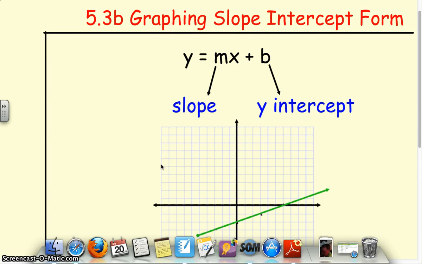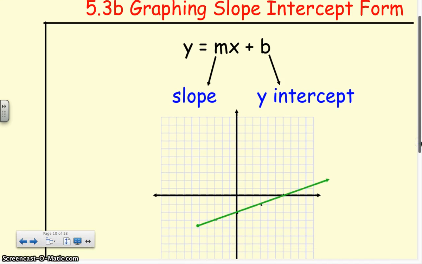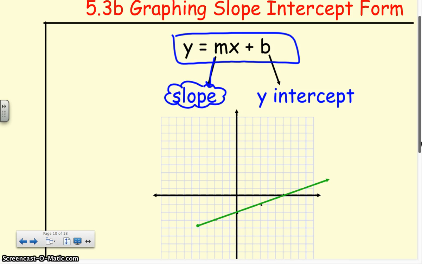5.3, we are learning to graph from slope-intercept form. So the biggest thing that we need to know is the slope-intercept equation. Y is equal to mx plus b. And what you need to know is m is equal to our slope. And you have to realize what slope is, okay? Slope represents a rise over run, right?